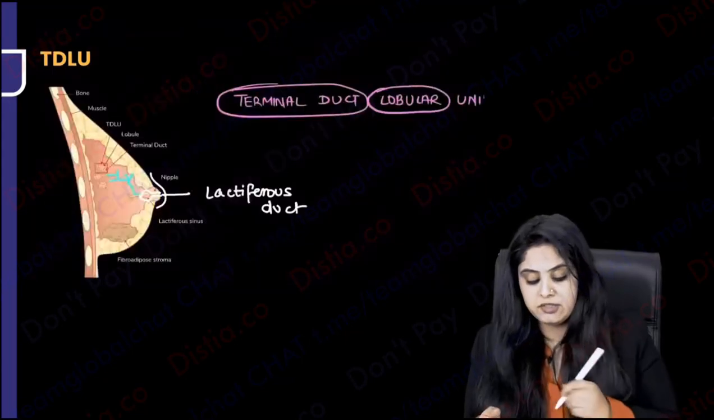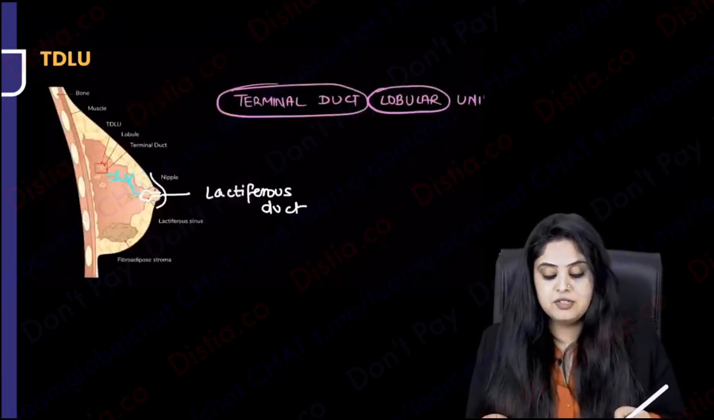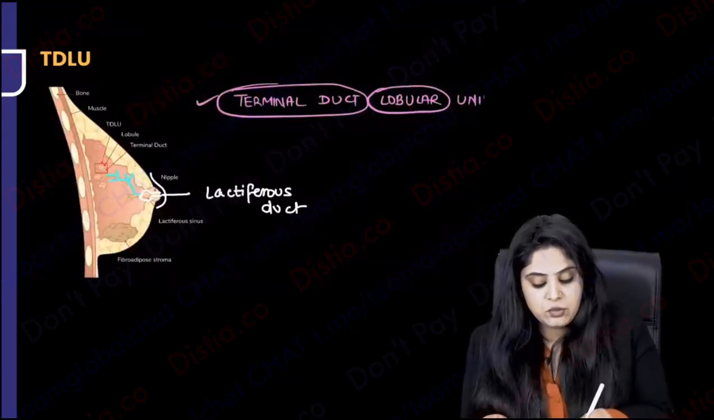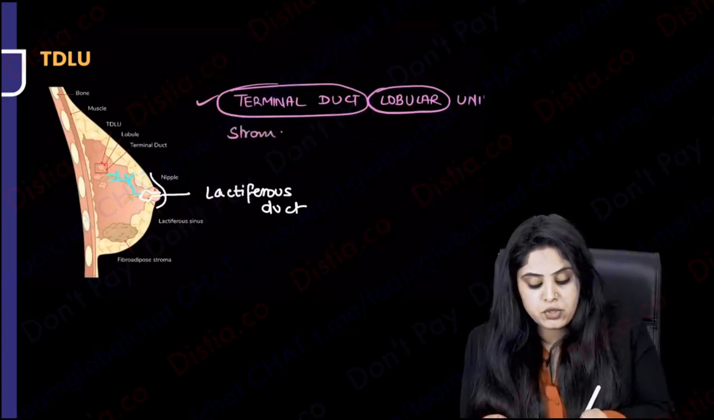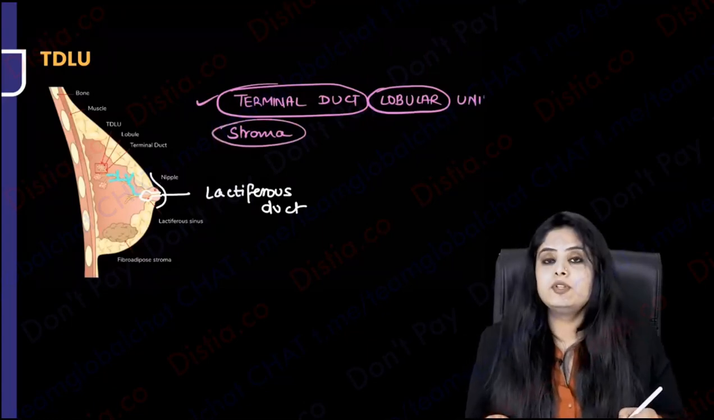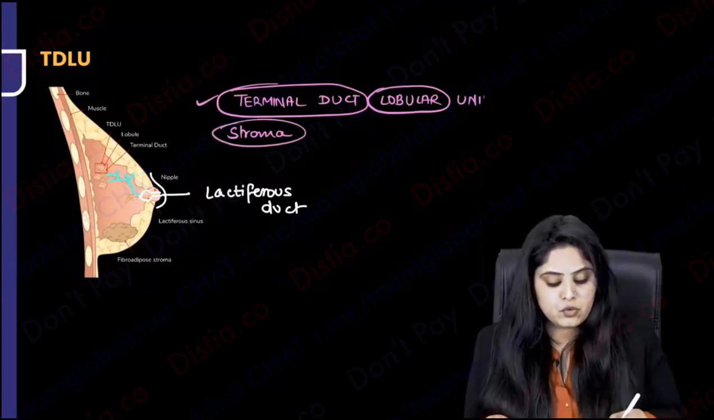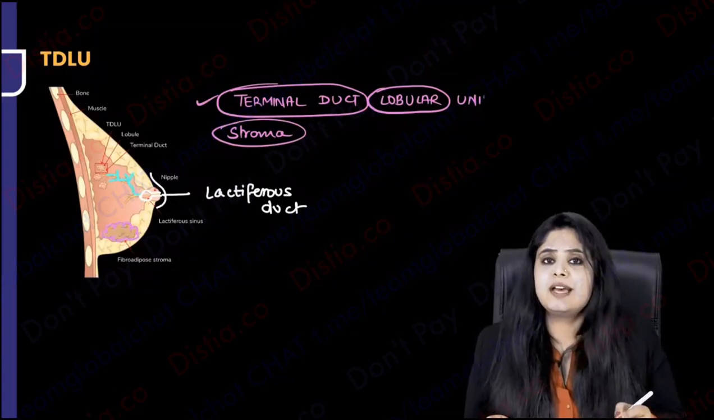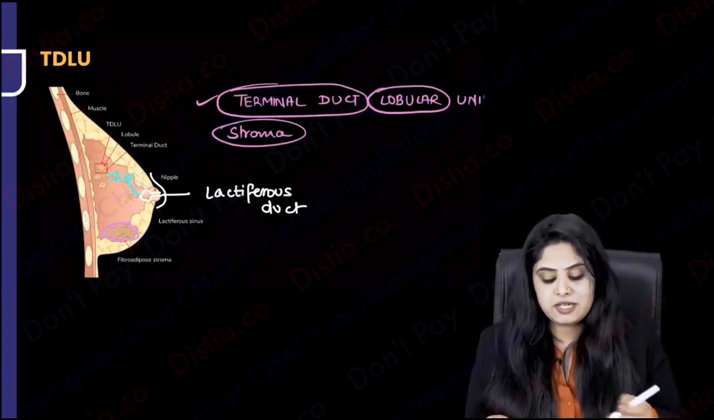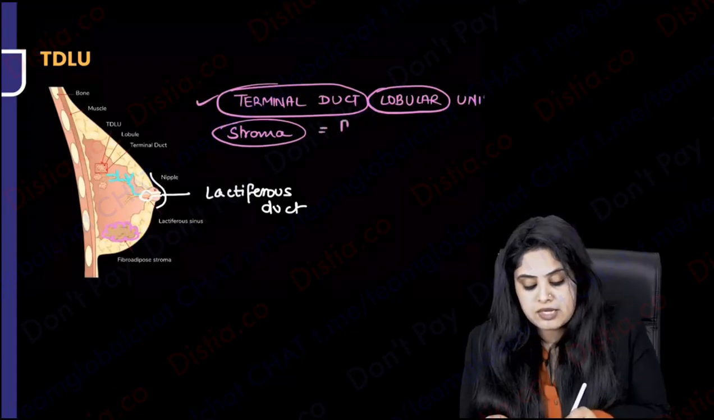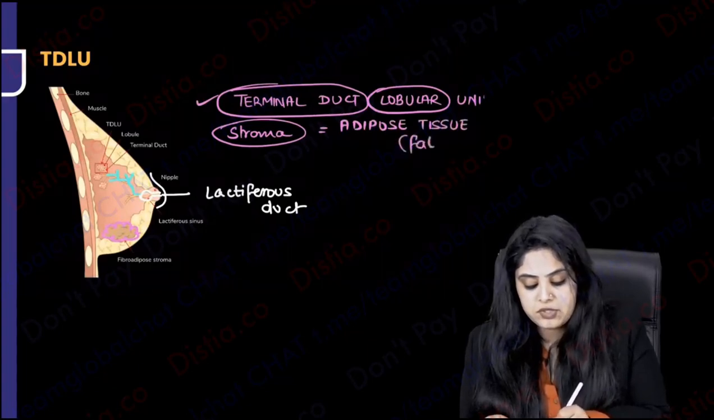So coming back to this diagram, I think everyone has understood what the TDLU is. I also assume that everyone has understood what the stroma is, because now I'm going to ask you, what do you think the breast has? The breast has nothing but fat, right? So the stroma was nothing but adipose tissue. When I say adipose tissue, it basically refers to fat.